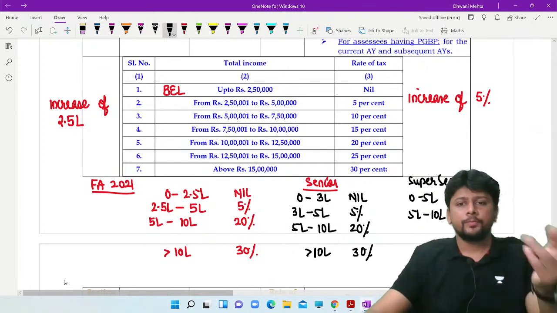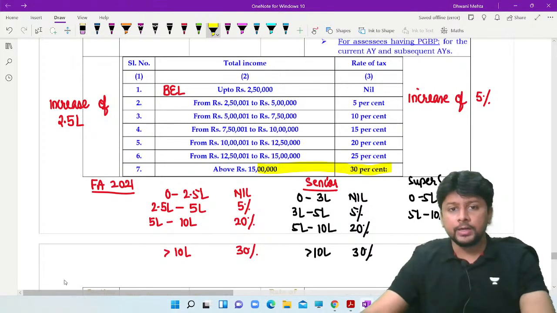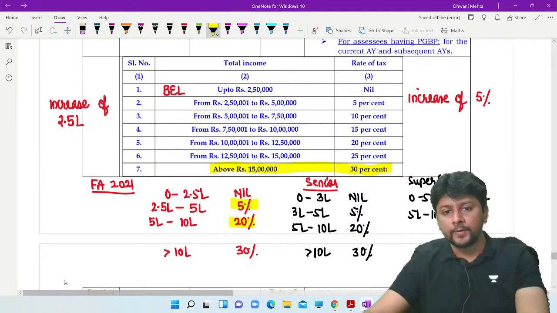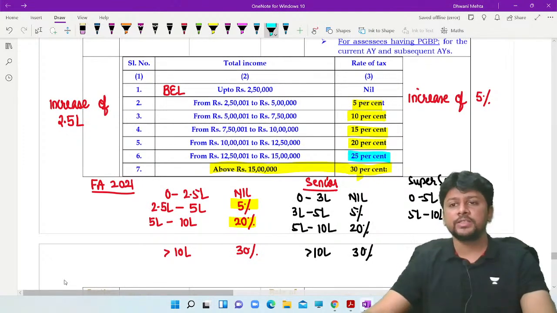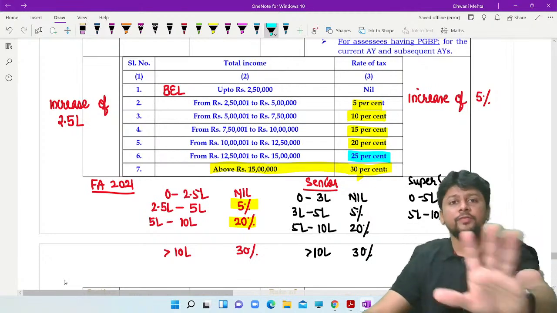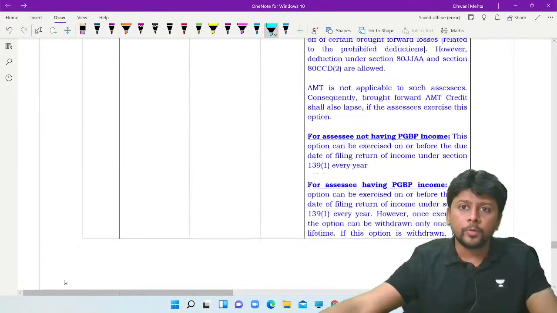Now you can observe in the concessional rates, 30% is applicable only if your income exceeds 15 lakhs. And instead of 5% directly jumping to 20%, there is 5, 10, 15, and then 20. There is a new 25%, which is not existing in the budget. On the face of it, slab rates look very attractive. But again, the same problem arises.